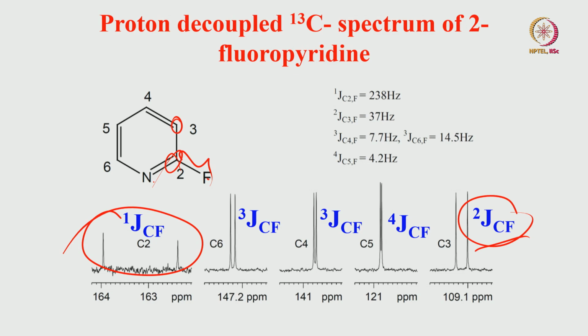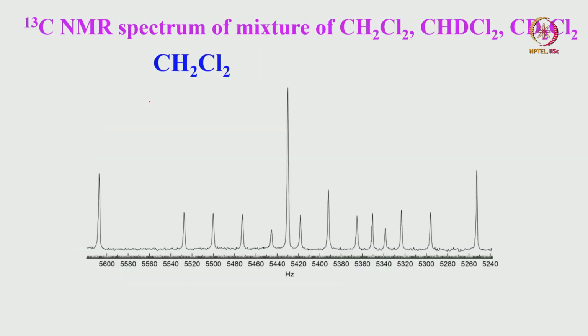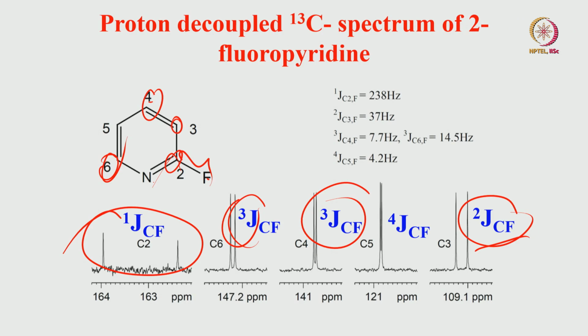What is the next one? Next is 3 bond coupling. There are 2 3 bond couplings, this one and this one, C4 and C6, and one of them is quite large compared to this. Both can be interpreted. And the last one is this carbon. This carbon has a 4 bond coupling, very weak, and these values have been measured.